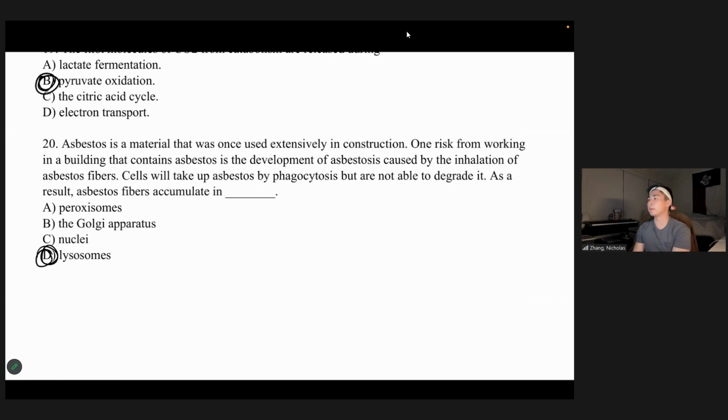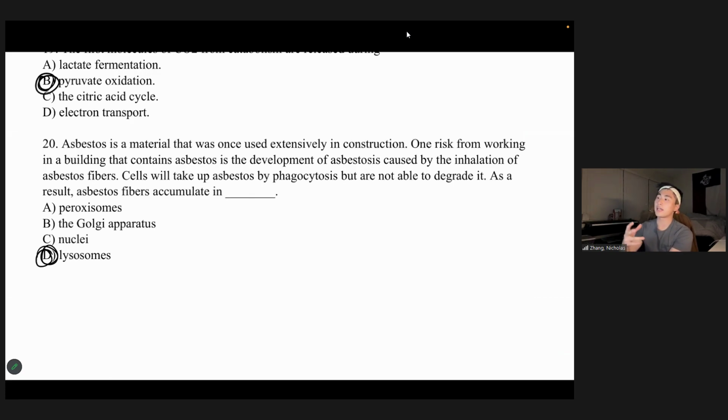Asbestos is a material, blah, blah, blah. You can read it. As a result, asbestos fibers will accumulate. So in the first place, they're accumulating because cells take up asbestos by phagocytosis, but can't degrade it, right? So they're being brought in through phagocytosis, but they can't degrade it, right?